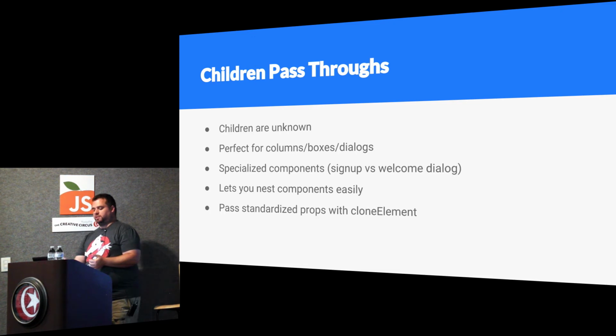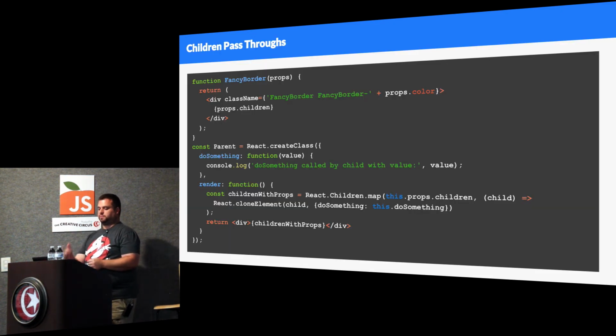And then you can pass in standardized props with clone element, which I'll show you as well. So in this one, we have a fancy border where you can pass in a color through the props, and then it just renders out everything that's within children. So children is a specific way that React passes things down, and it can be an H1 tag, it can be another component, it can be spans, it can be divs, it can be whatever you need it to be.